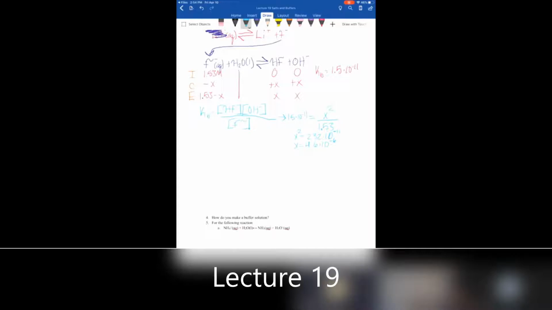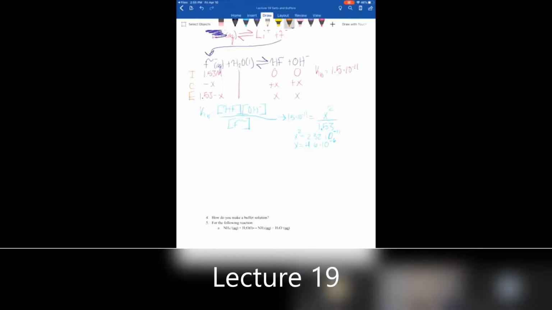You have to, let me look at my notes. So what do you have here in the problem that you can get, or what is X? It can be pOH. Yep. So you can find pOH.